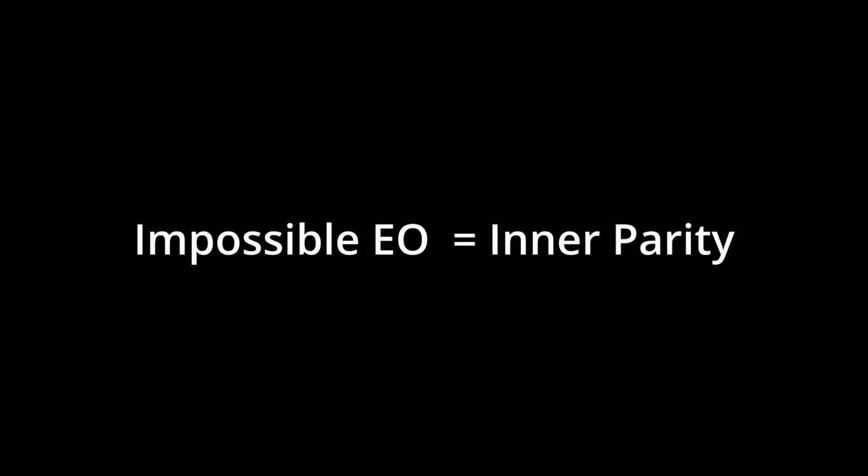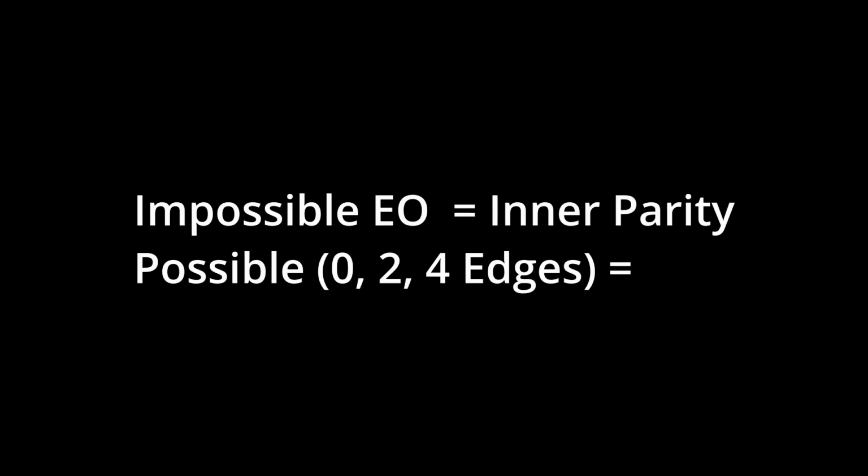Now, as a summary, in an impossible EO case, we do an inner parity. If the EO case is possible, we do an outer parity. And that is how you never get triple parity again on 6x6.